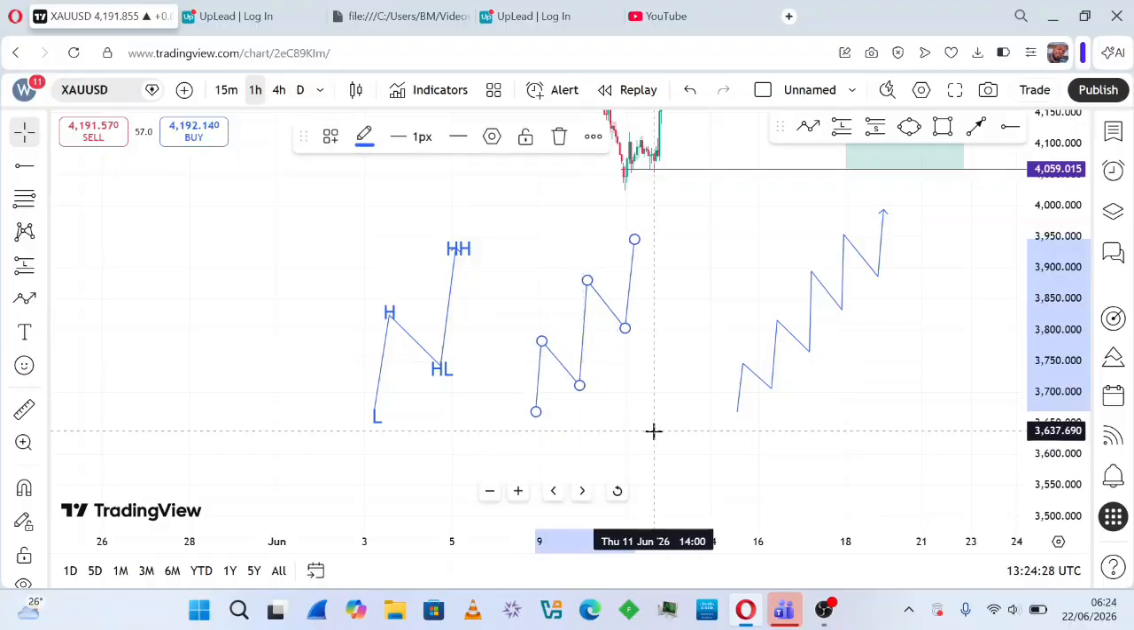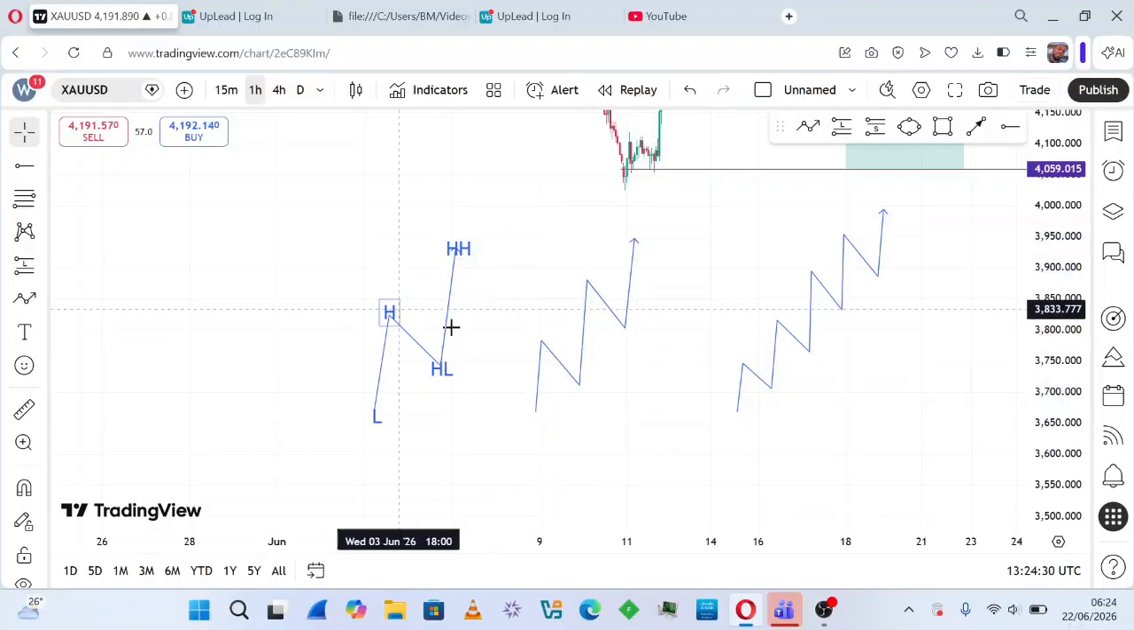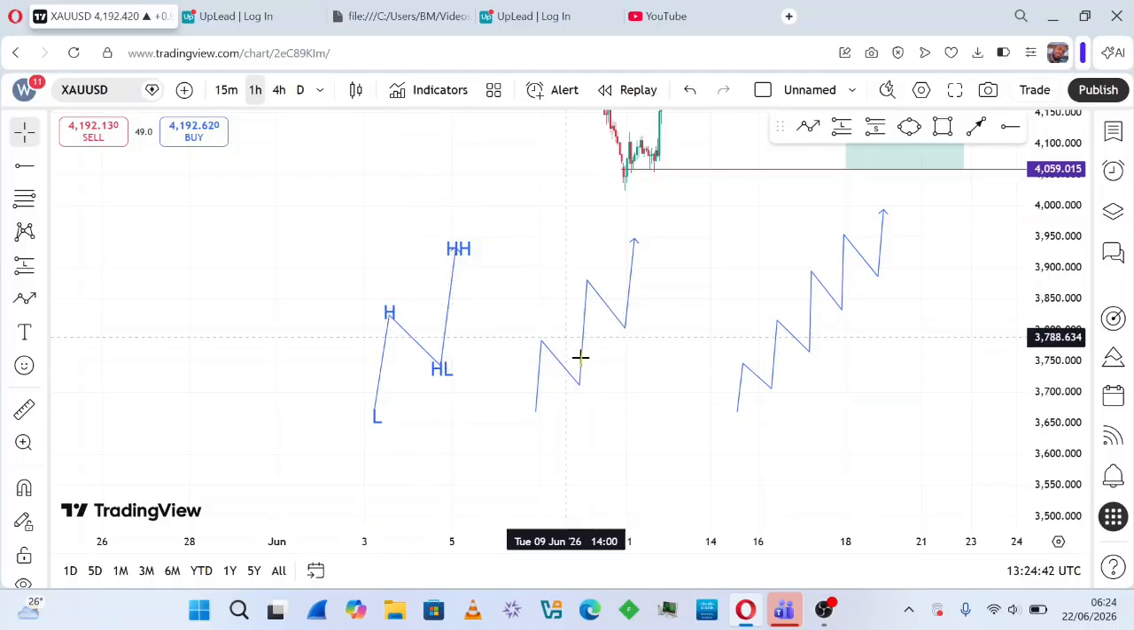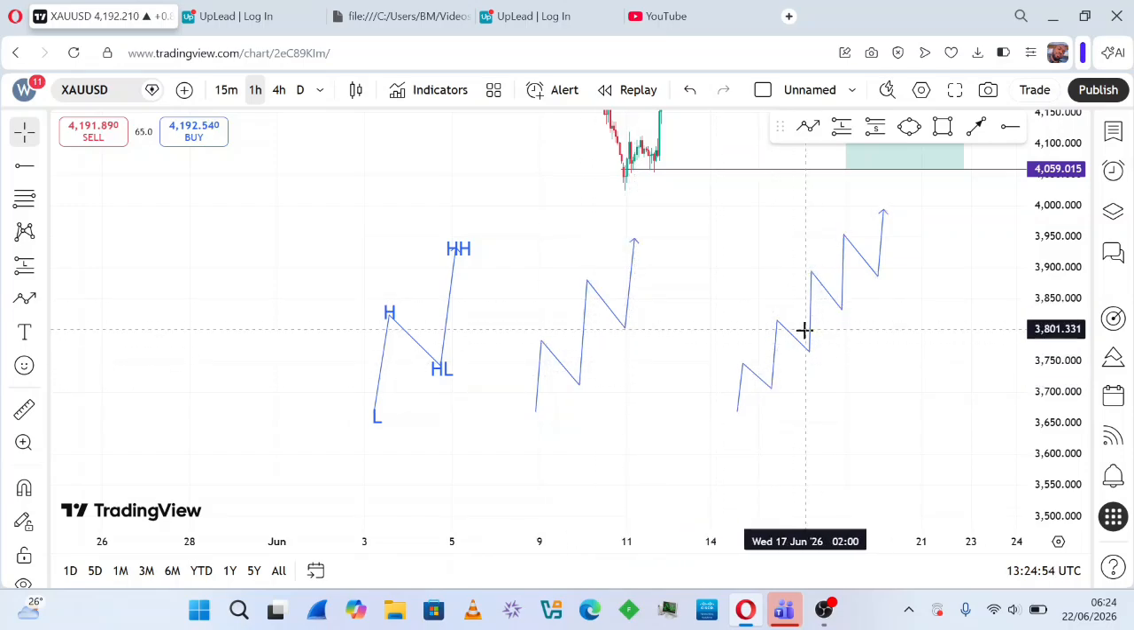Okay, inside this bigger wave, there's another small wave here, and inside this one there's another small wave here, which results in this one. And inside this wave here, there's another small wave that is inside this one, which gives result to this one. And that's how it continues.